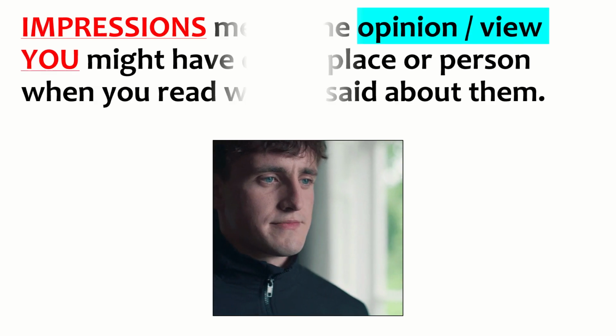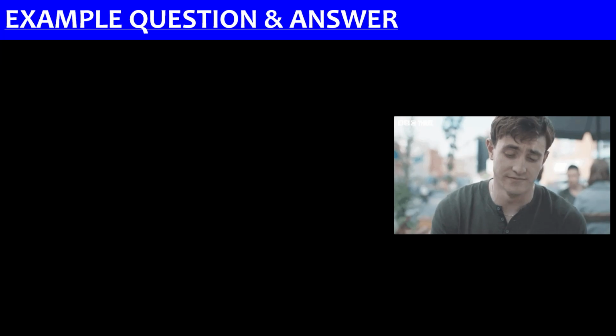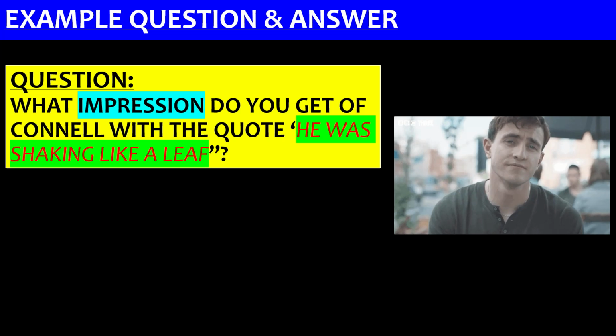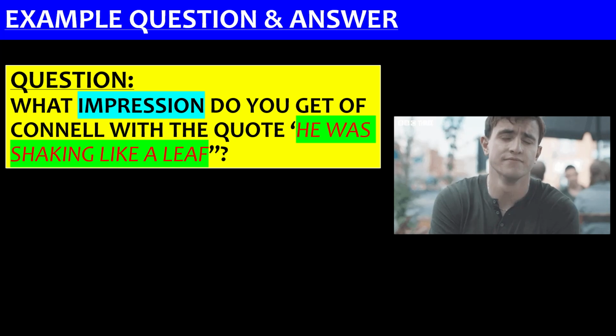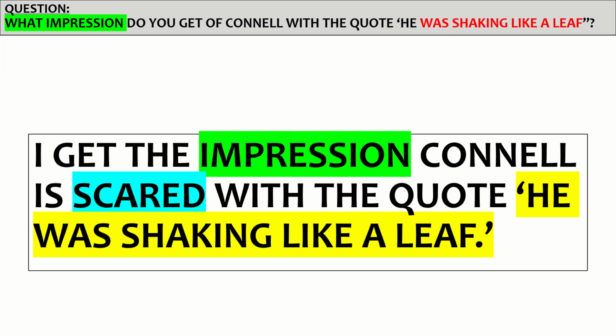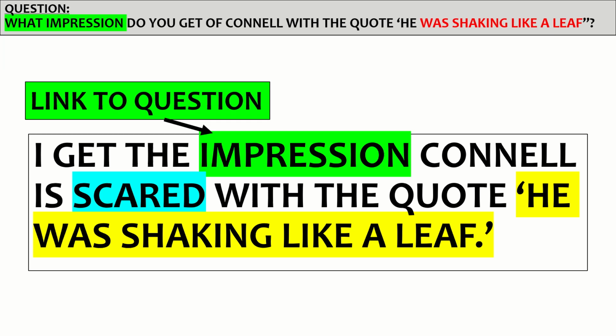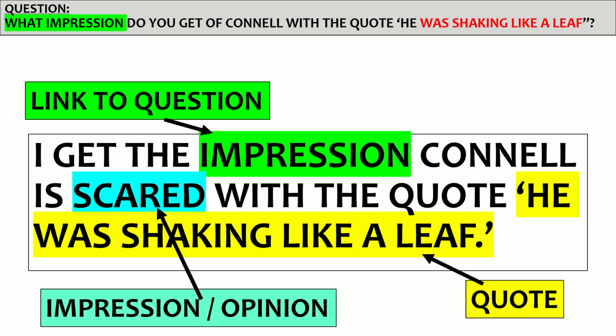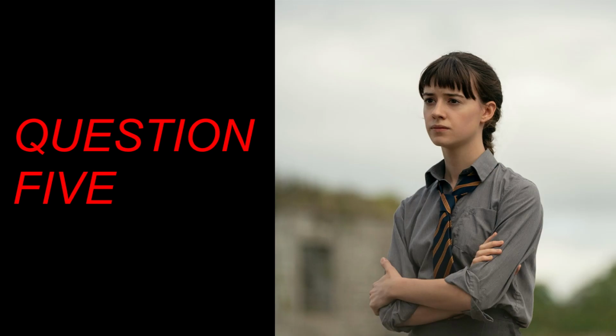Question 4 is the impressions question. So what opinion you have of someone. For example, if the question was what impression do you have of Connell, and the quote was he was shaking like a leaf, what opinion do I have of Connell based on that quote? I would say I get the impression Connell is scared, with the quote he is shaking like a leaf. Again, use the word impression because that's the question. Give me your opinion of Connell. Give me the quote to back it up. If you don't use a quote, you won't get a mark.